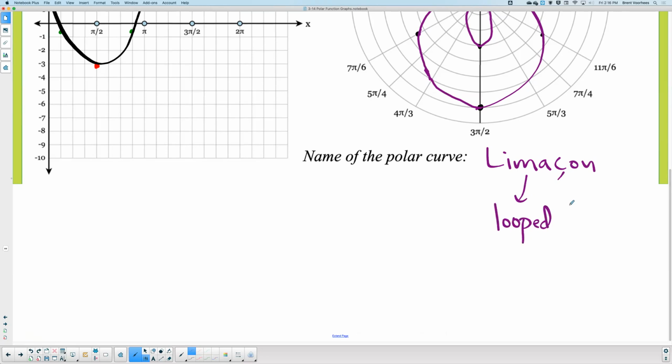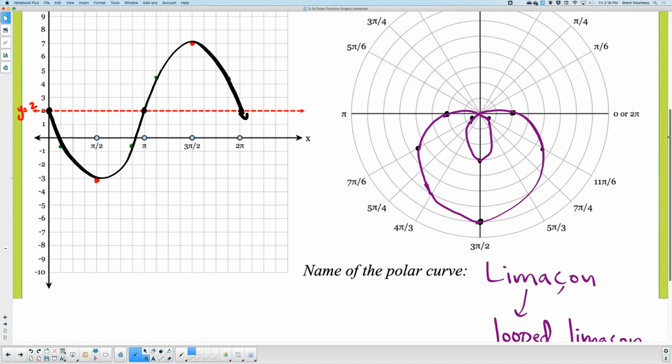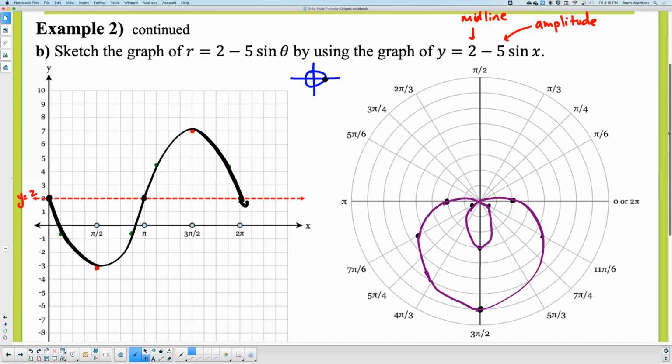Why do you think they call it looped? What does it have in there? A loop. Now, what do you think makes this looped limaçon face down? There's two things that make it go face down. Why? The negative is important. There's something else that has to be with it to make it go down, though. The sine. Because it was a negative and a sine, it faced down.